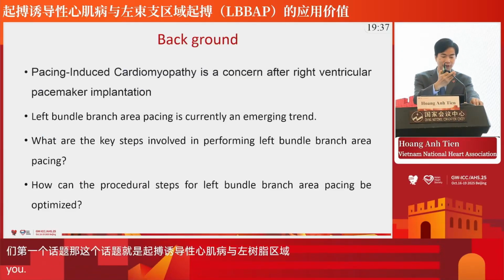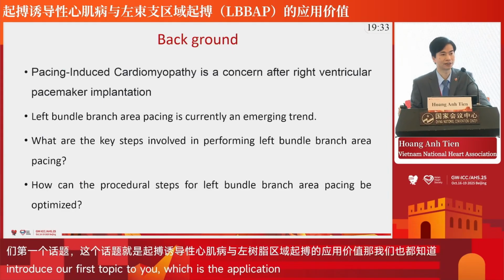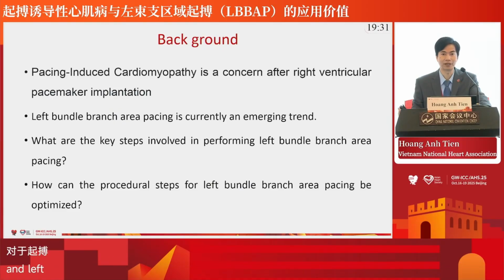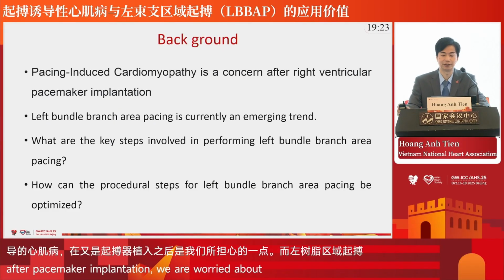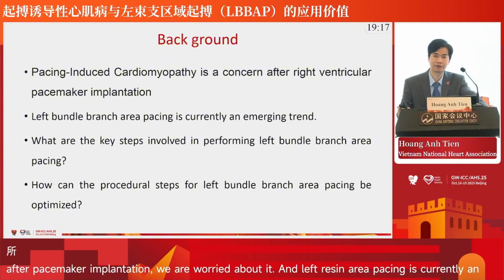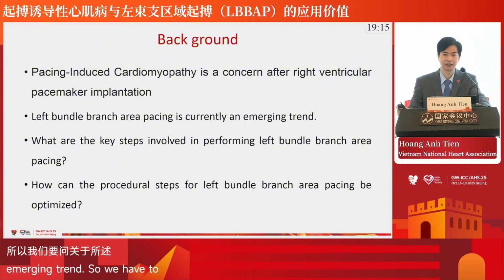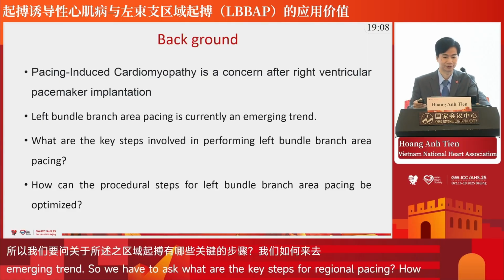And you know that pacing-induced cardiomyopathies concern patients after right ventricular pacemaker implantation. And left bundle branch area pacing is currently an emerging trend. What are the key steps involved in performing left bundle branch area pacing, and how can we optimize those steps?